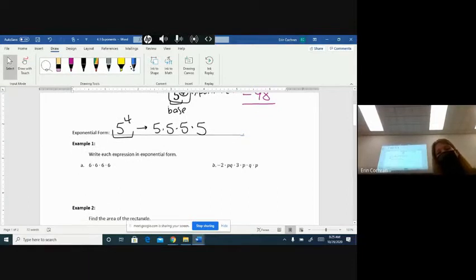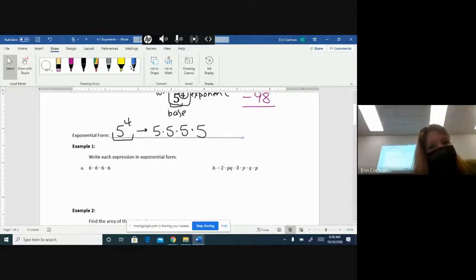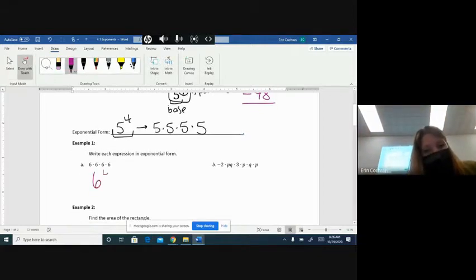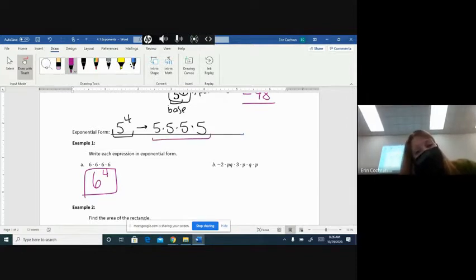All right. So if I give you, write each expression in exponential form. Could you write that as an exponent? Does it say to solve it? No. Just write it as an exponent. So 6 times 6 times 6 times 6 would be 6 to the 4th power. Okay. The 5 times 5 times 5 times 5, that's expanded form. Expanded form. Okay.